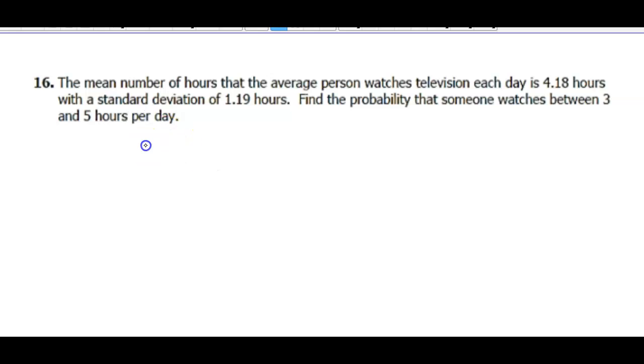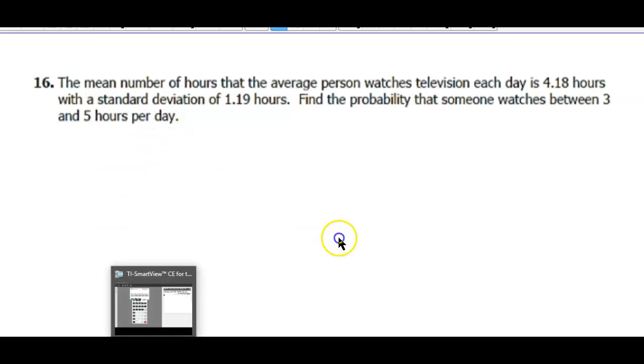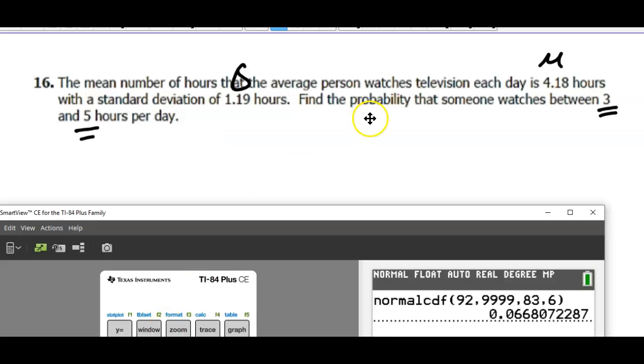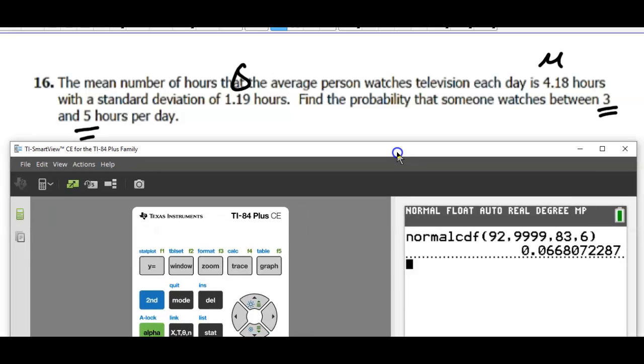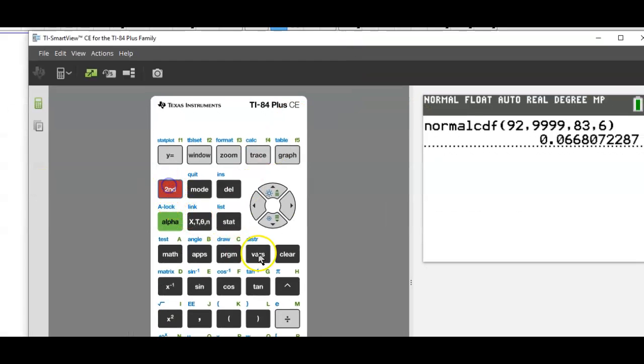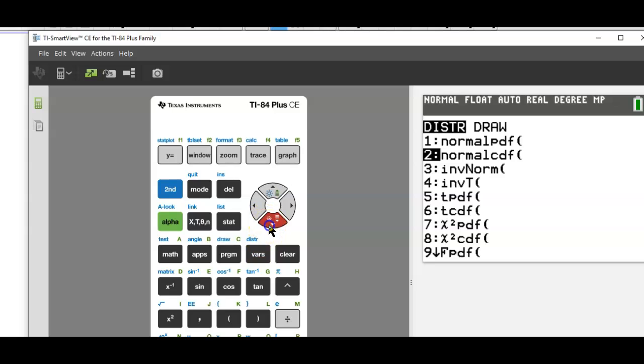It says for this one, the mean is going to be 4.18. The standard deviation is 1.9, and we want to know the probability that they watch between 3 and 5. Notice 3 and 5 are nice numbers, and our mean and standard deviation are not. So this is not landing on an exact standard deviation that we could even estimate with the empirical rule. All right. So again, it's second distribution down to number 2.